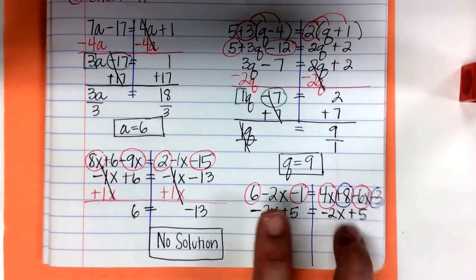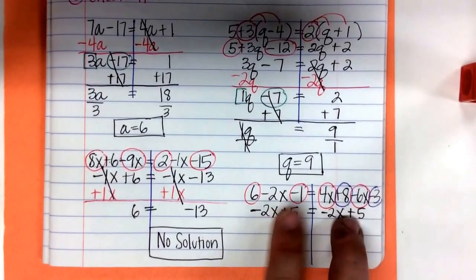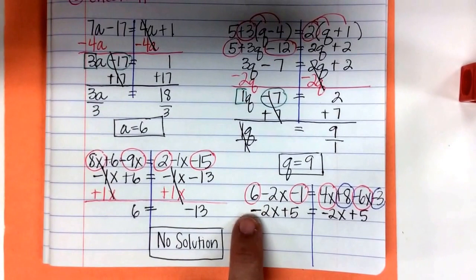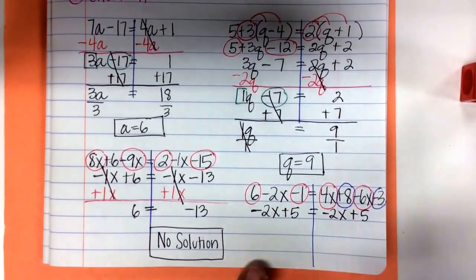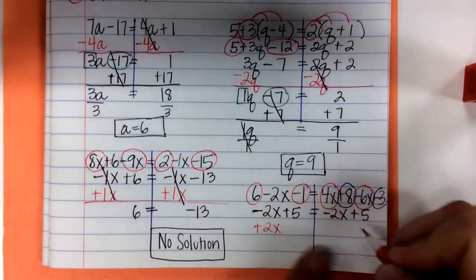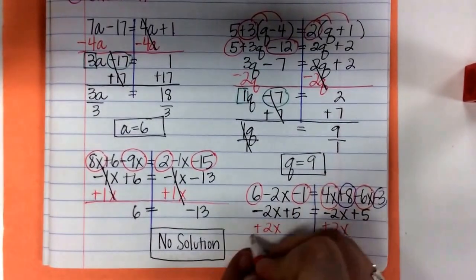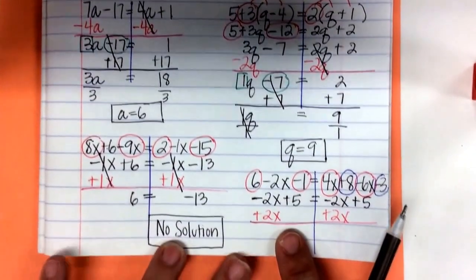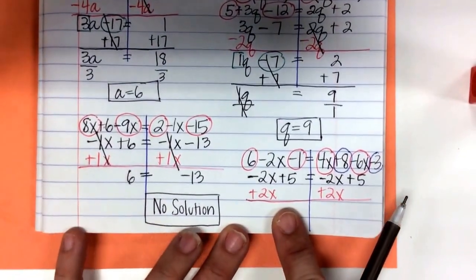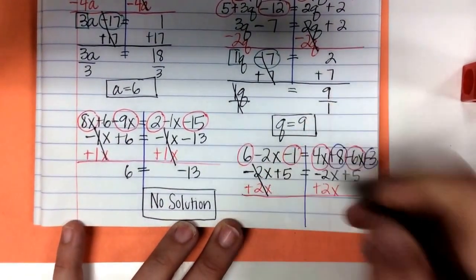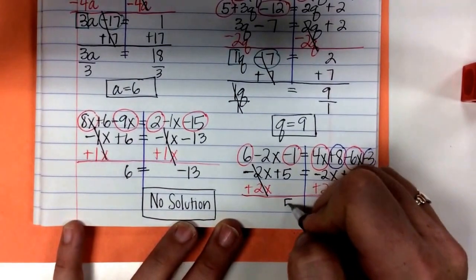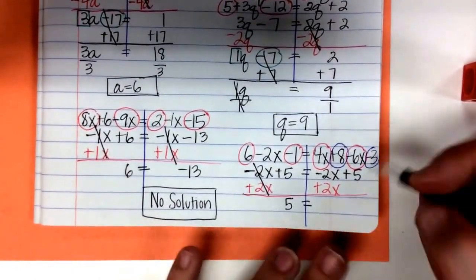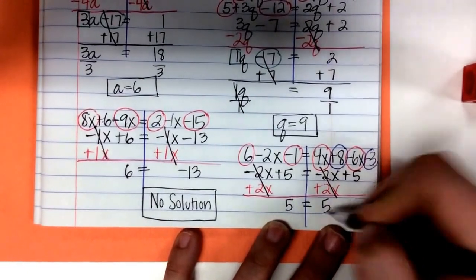Which variable is smaller? They're the same, so does it matter? What's the opposite of negative 2x? What happens on the left side? Positive 5 is left over. And what happens on the right side? Positive 5 is left over. Uh-oh.